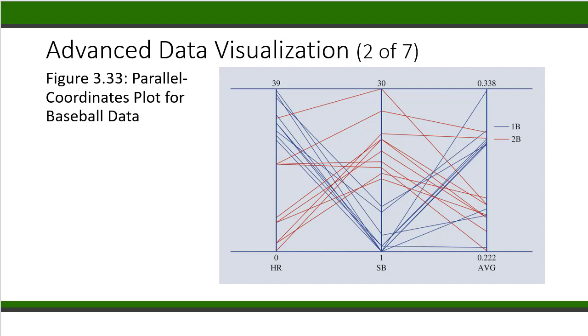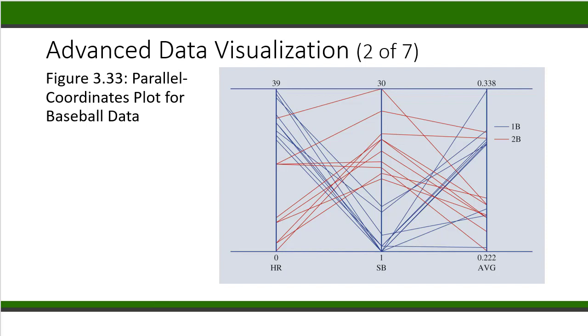Okay, here we have a parallel coordinates plot for baseball data. We have 10 players that play first base, 10 players that play second base. Those 10 for second base are in red, and the 10 for first base are in blue. This axis represents the number of home runs, to a max of 39, and we can see starting out how many home runs each of those different types of players had. The center vertical axis represents the total number of stolen bases, and the rightmost vertical axis plots the player's batting average. So if we follow that line, we can see the home runs, their stolen bases, and then their batting average. So that's a parallel coordinates plot.